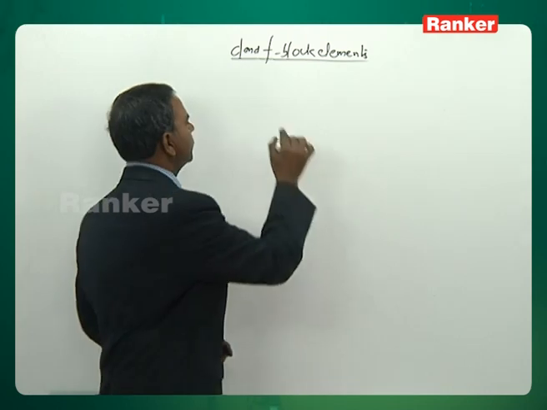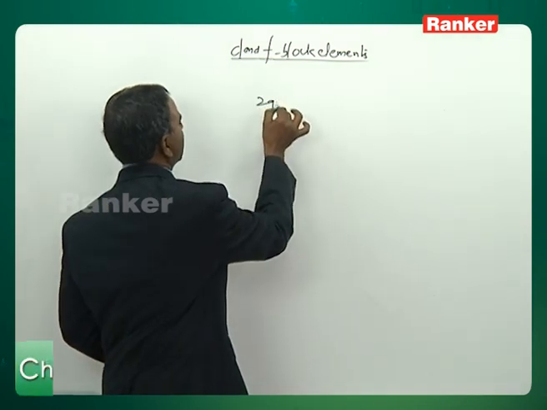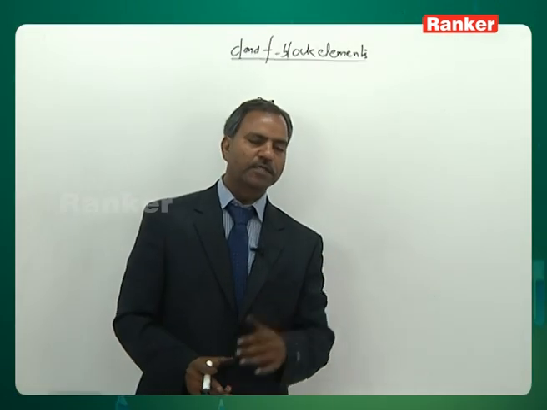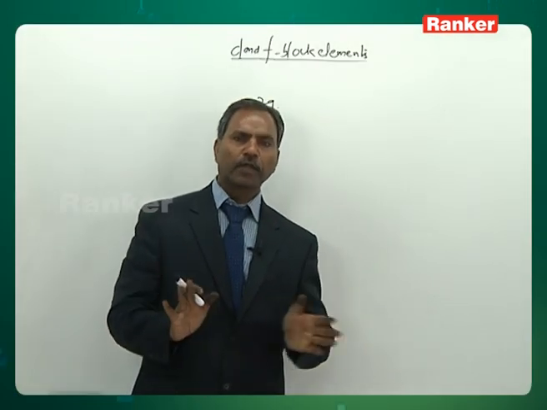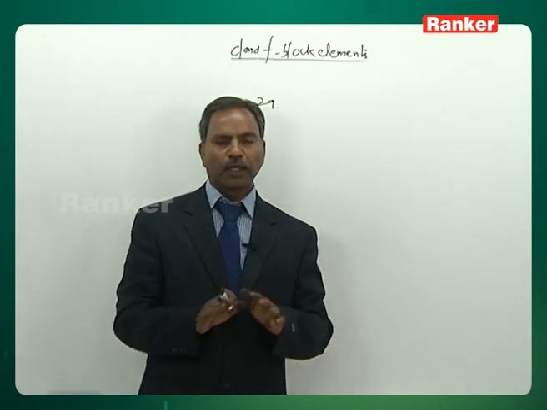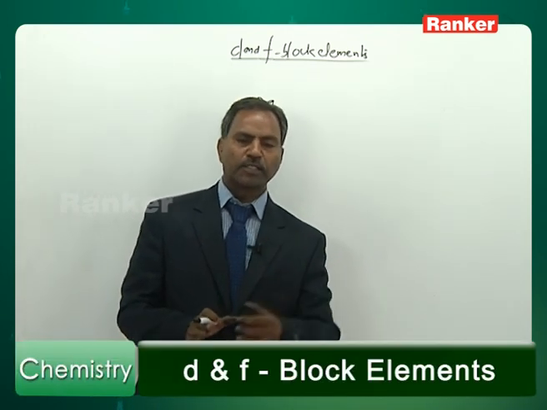Question number 29. Praseodymium plus 3 is green in color. The ion with identical color will be. Here you have to remember all the 14 lanthanides and be in a position to put them in a table. Otherwise, you cannot answer this. While teaching also, I have said you have to remember all the 14 lanthanides. Then only you can easily answer this type of question.